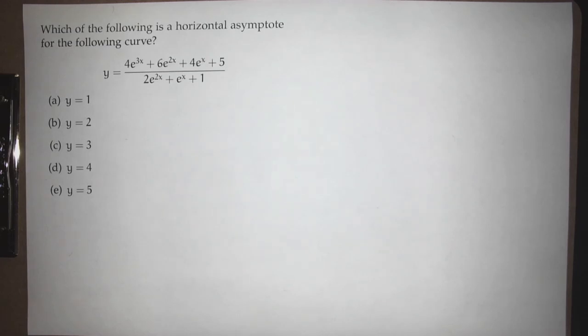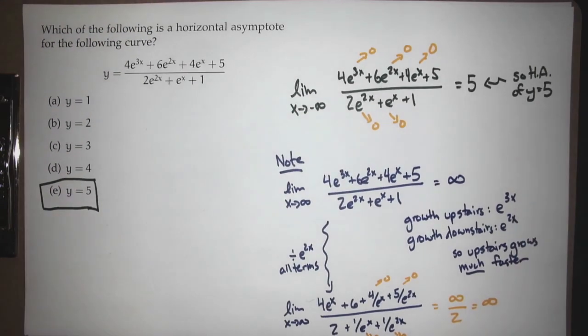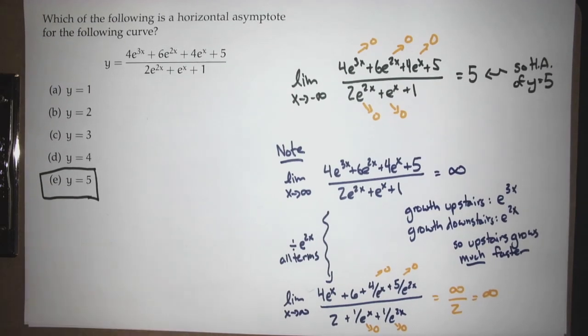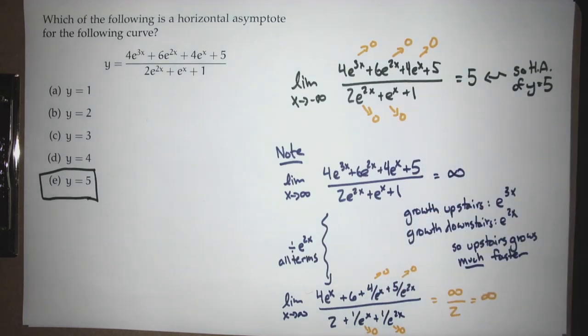Answer is, which one of those is an asymptote? Answer is E. y equals 5. Now why does 5 work? Well, as you go to negative infinity, the exponential function gets small. So all the terms go to 0 except the 5 upstairs and the 1 downstairs, which is 5. So y equals 5 is a horizontal asymptote.